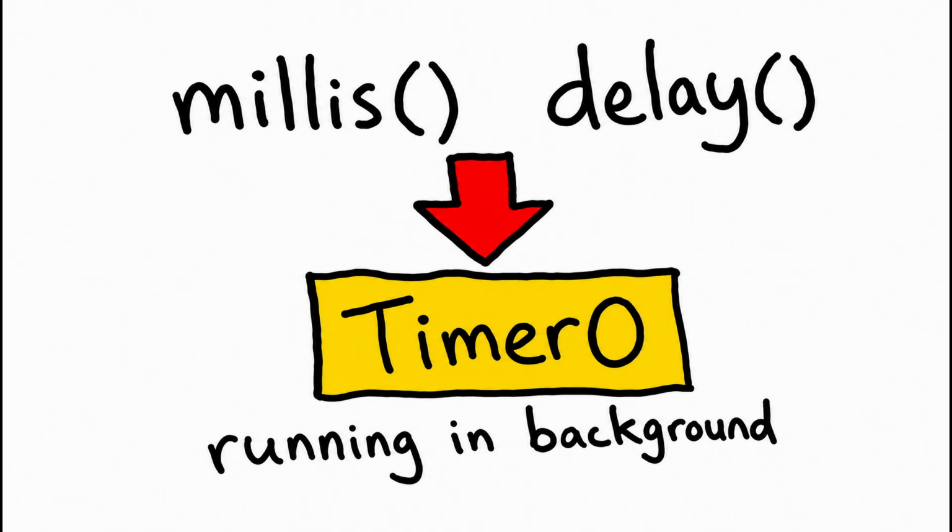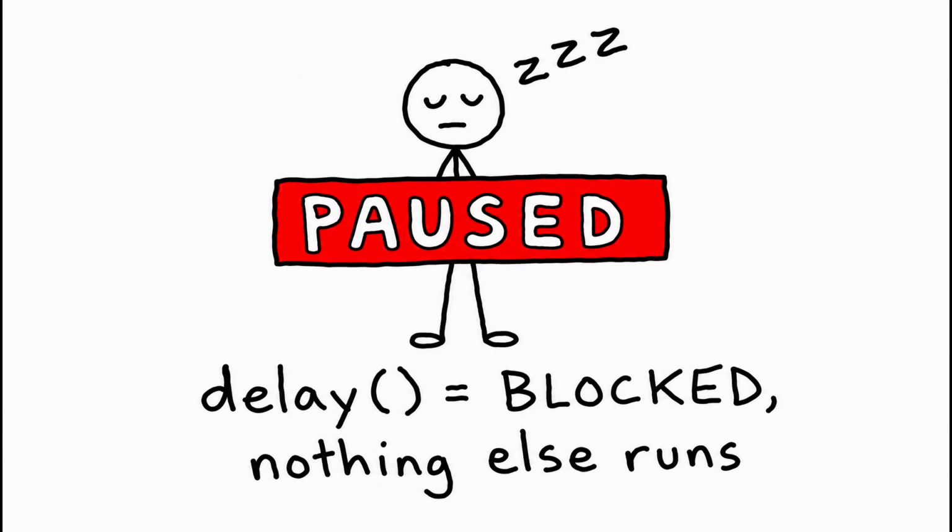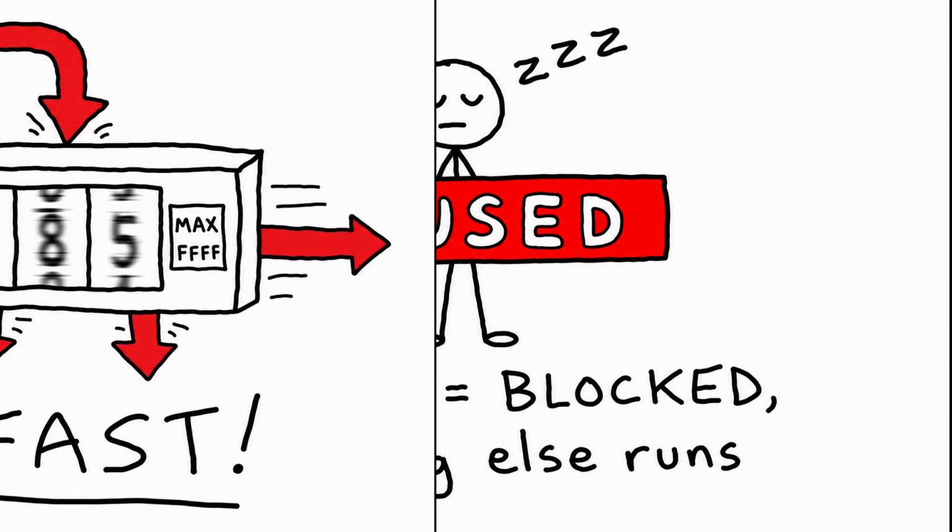You've already been using timers without knowing it. The millis and delay functions in your Arduino, those run on timer 0 in the background. That's why delay blocks everything. It's literally just sitting there waiting for the timer to count up. Nothing else in your code runs.